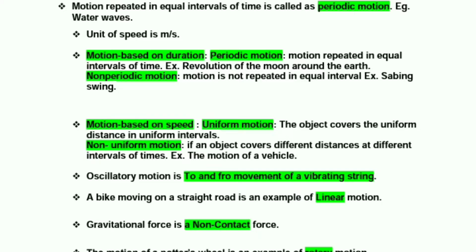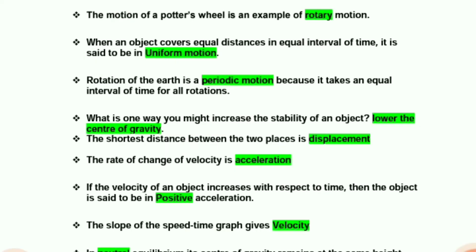A bike moving on a straight road, example for which motion they ask? Linear motion. Gravitational force is a non-contact force. The motion of a potter's wheel is an example for rotary motion. When an object covers equal distance in equal intervals of time, it is said to be uniform motion. Next, rotation of earth is a periodic motion because it takes an equal interval of time for all rotations.